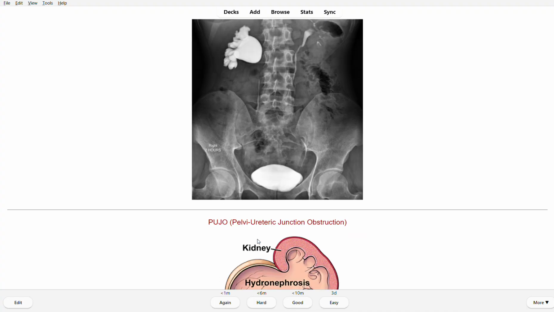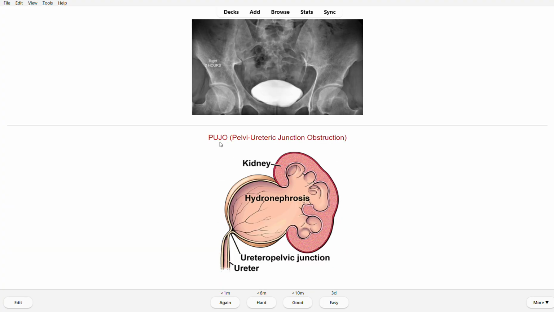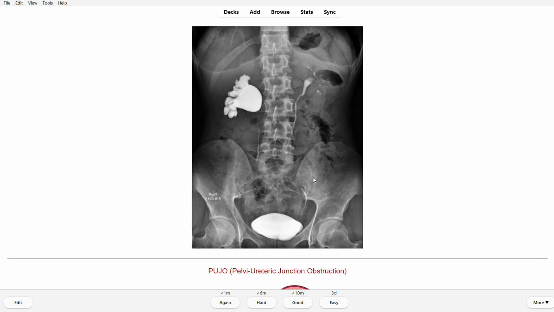This is PUJO, pelvic-ureteric junction obstruction. The pelvis will be dilated massively, which forms the pelvic-ureteric junction obstruction, which gives this IVP image.